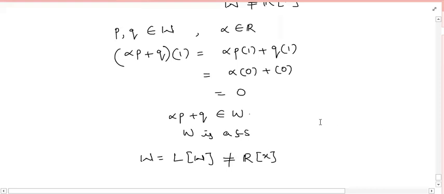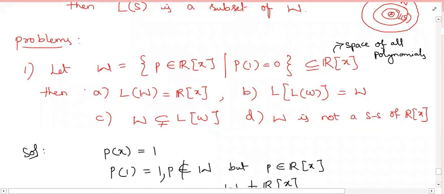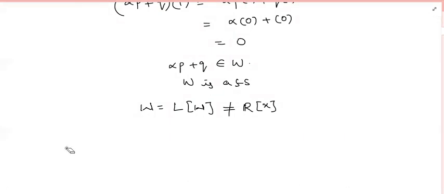See, by proving W is a subspace, we can eliminate two options. The first one is not correct. C is also not correct. And what about B? Why is B correct? W is a subspace, so L of W is W, and L of W is W. Clear? So we can write that option B is correct.